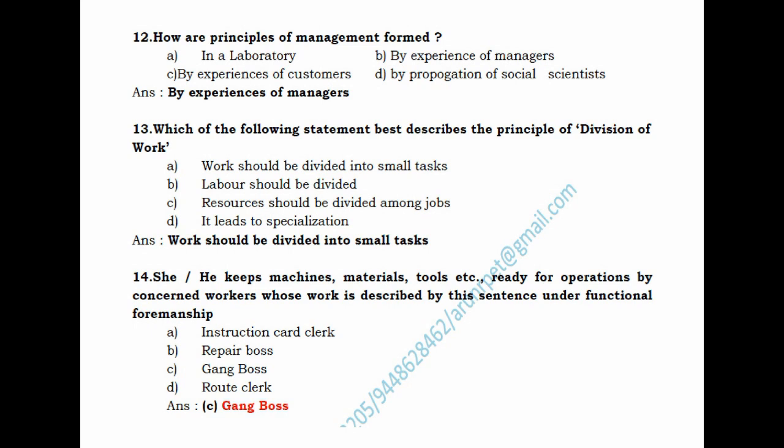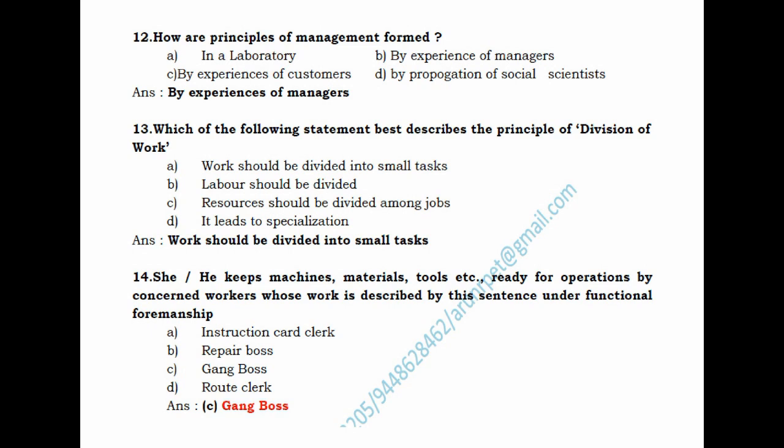The 14th one is, he or she keeps machines, materials, tools, etc. ready for operation by concerned workers. Whose work is described by this sentence under functional foremanship?